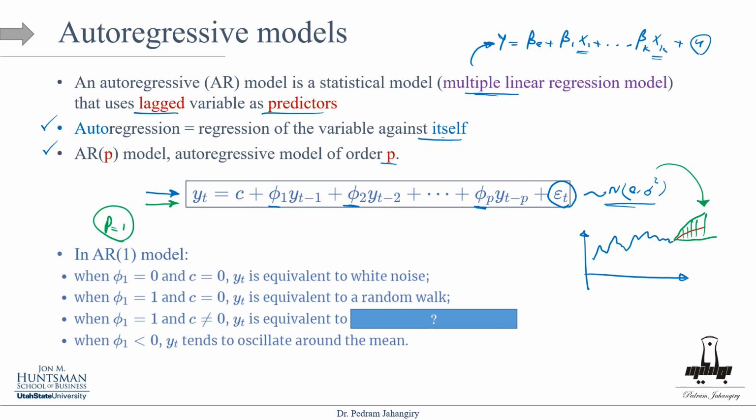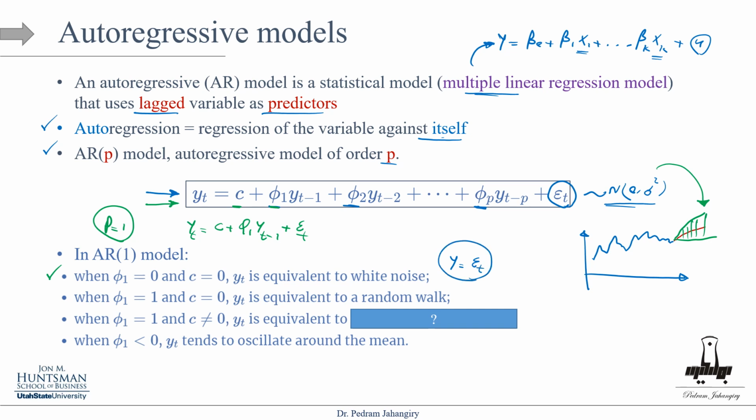I want you to pause the video and try to answer these questions. When phi1 is equal to 0 and c is equal to 0 as well, what do we get? Go ahead and put phi1 is equal to 0 and c is equal to 0. Again, this is the AR1 component, so AR1 model. It means that you're looking at yt is equal to c plus phi1 yt minus 1, and that's it. Now, go ahead and replace c and phi1 with 0. What do we get? Yeah, this is your y is equal to epsilon t. What is it? This is your white noise, right?